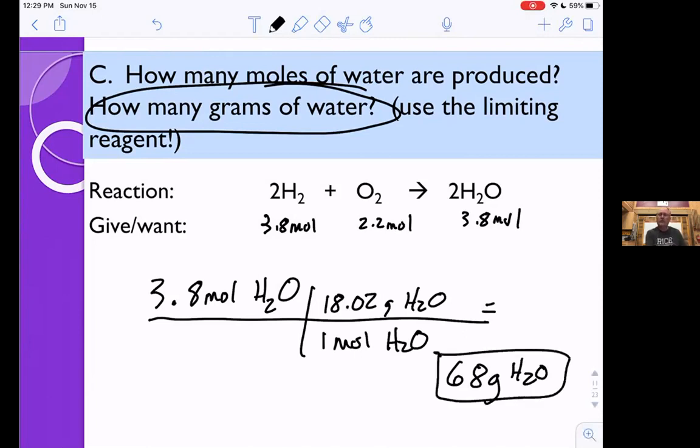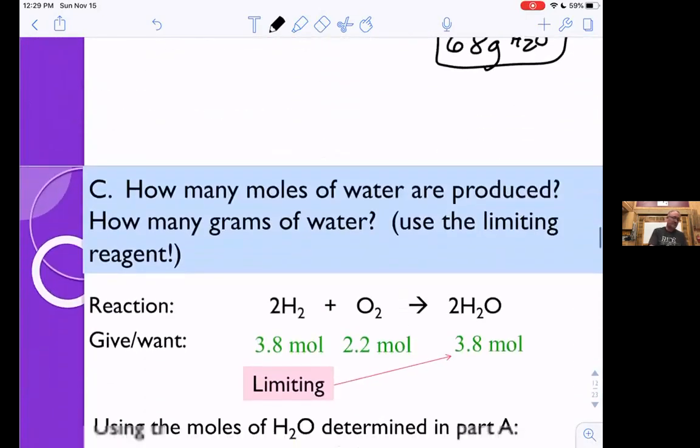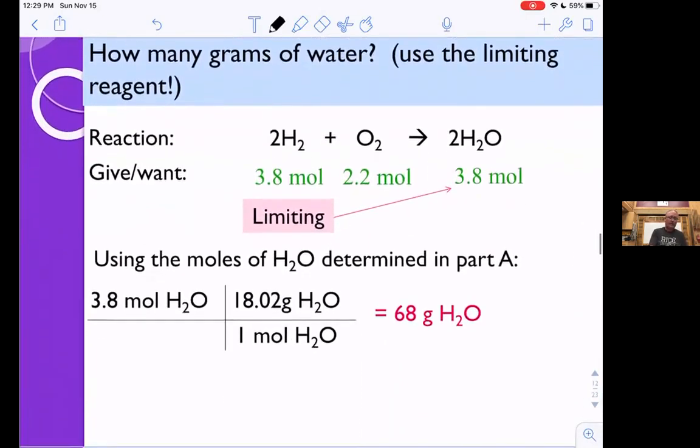So by solving for the limiting reagent, figuring out what it is, by solving for the amount that you produce, and then looking at which one produces less, we've actually solved part C, or half of part C already, which is convenient. And typically that happens. So if I look at my answer here, yeah, 68 grams. The limiting reagent was H2. This is the limiting reagent, so that tells you how much of that you produce. And from part A, we got 3.8.